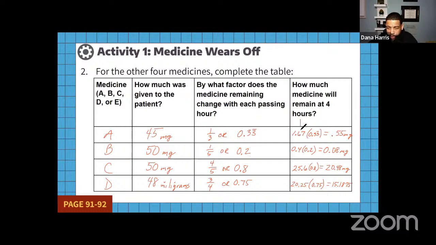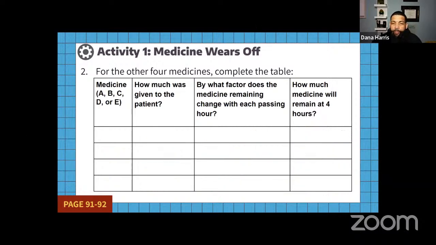This number that you see right here first, that is the amount of medicine for each medicine that was left in the body after 3 hours, right? And so we take that value, the value after the third hour, and multiply it by the common factor, and then it's going to give us the amount remaining after 4 hours. All right. If you need to, pause this, rewind it, do what you got to do. But that's that. I think we have one more activity here, or a couple more questions, actually.